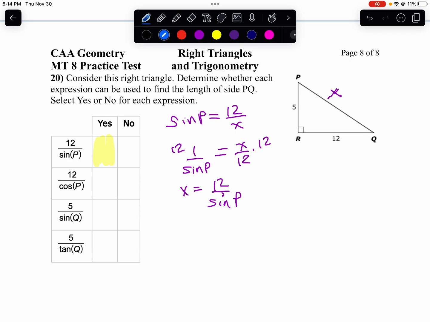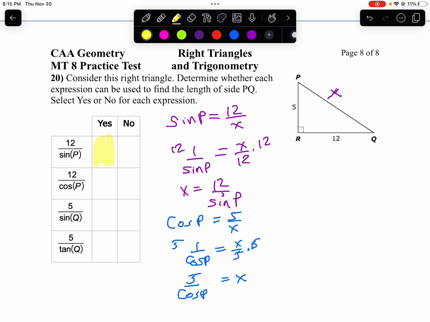Okay, let's do the cosine of P. So the cosine of P would be 5 over X. So then we'll say that X over 5 equals 1 over the cosine of P. And then I'll multiply both sides by 5. And you can see that's not going to work, is it? Because we get 5 divided by the cosine of P would be X, not 12. So that'll be a no.